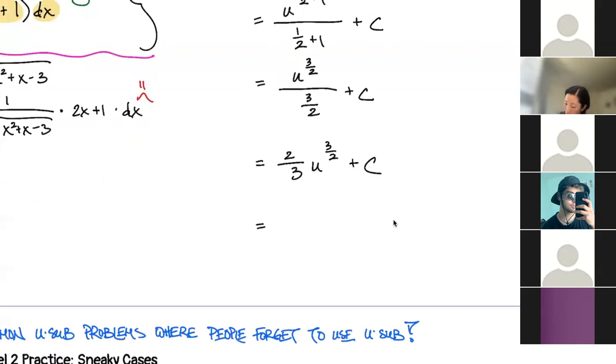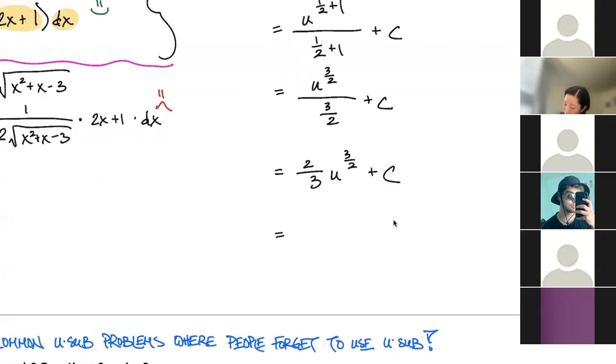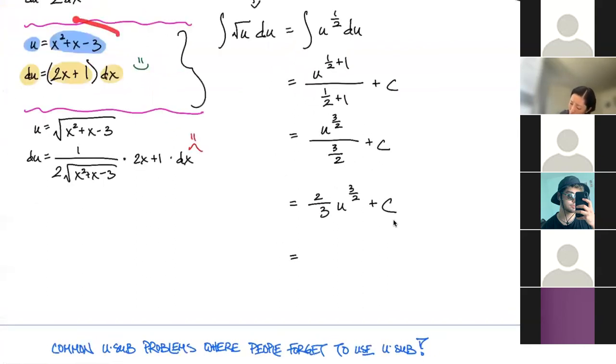Now, if we left our answer here, we would be so close. But if the question gets asked with x's, we need to have our final answer in terms of x's. And so what we'll end up with is 2/3 (x squared plus x minus 3) to the 3/2 plus c.